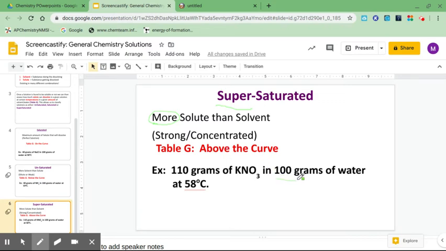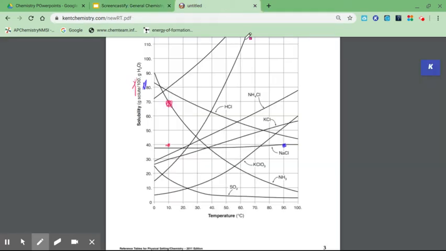So here I have 100 grams of water. That tells me again I can use my table G as it is. But this time I have 110 grams of potassium nitrate, KNO3, and it's at 58 degrees Celsius. So 100 grams of water means normal water. 110 grams KNO3 at 58 degrees Celsius. So if I go back to my table G, 100 grams of water, okay? And now I'm going to have to slide this up a little bit because my KNO3 is higher.